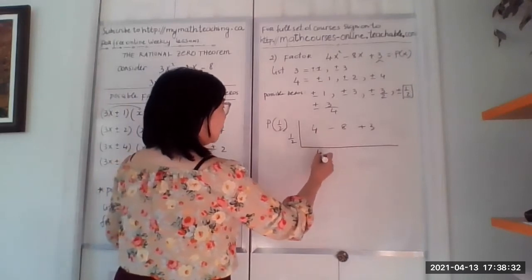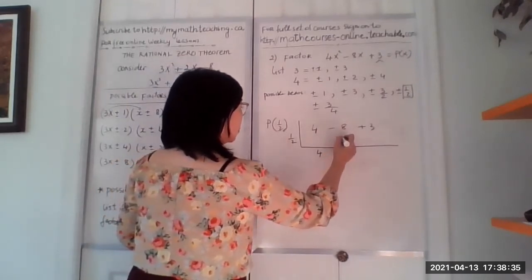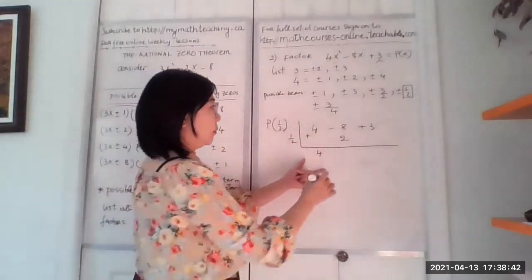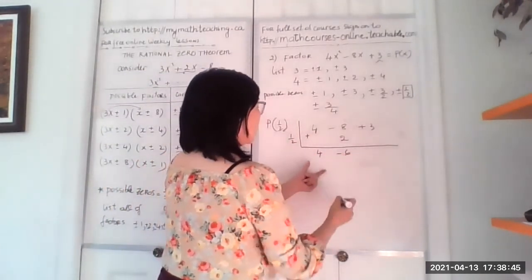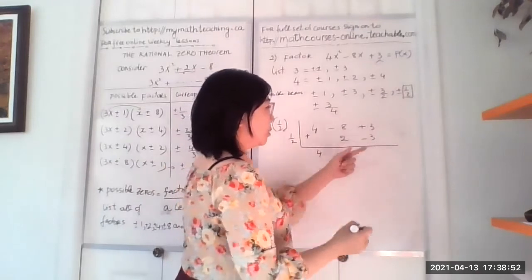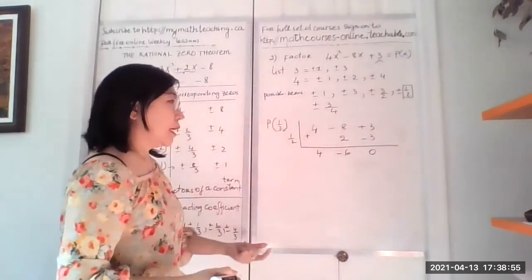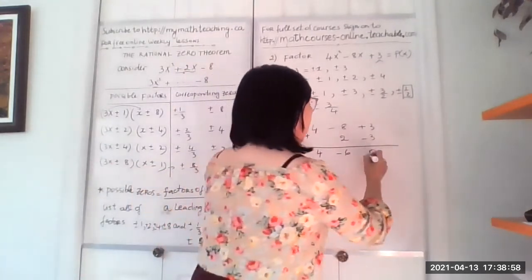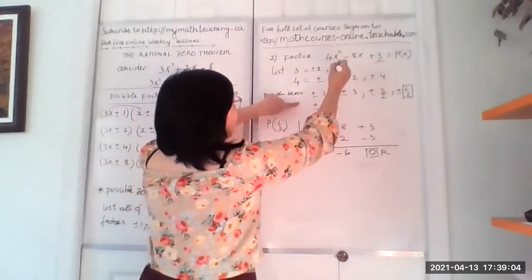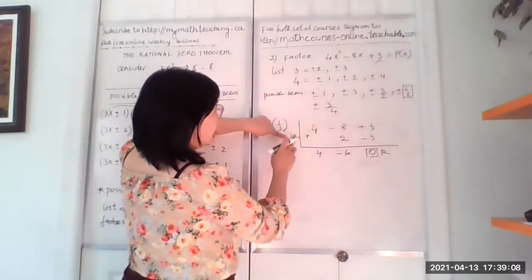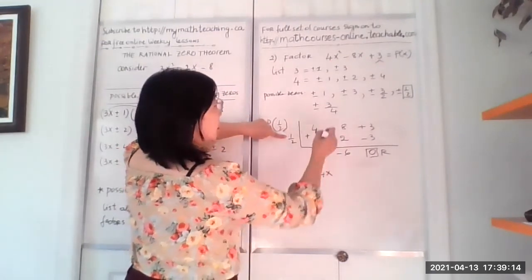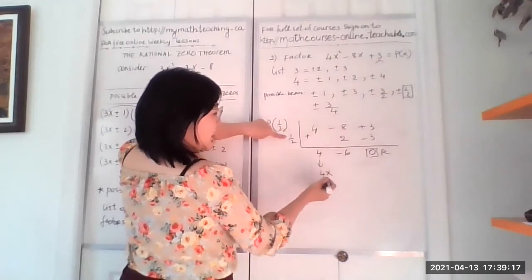So I bring the first number down. 4 times 1/2 is 2. Adding them instead of subtracting them, it's the opposite of long division. I got minus 6. Minus 6 times 1/2 is minus 3. 3 added to minus 3 is 0. So yes, by the remainder theorem, the remainder here is 0, right? That's the remainder. So I know that this is my x squared. When I divide by x, this will associate with 4x, because x squared divided by x will be equal to x.